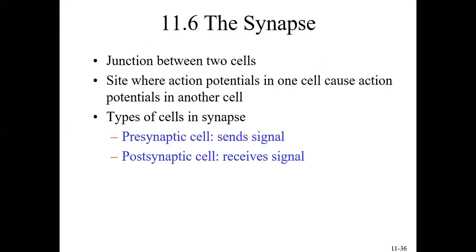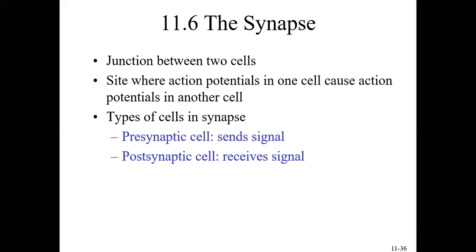Now, the last section we'll look at, section 6, is on the synapse, and we've seen the synapse a little bit before, and I'm going to talk about muscle cells. This is just a word meaning a junction between two cells. That's what a synapse is. It's a junction. It's where two cells come together.